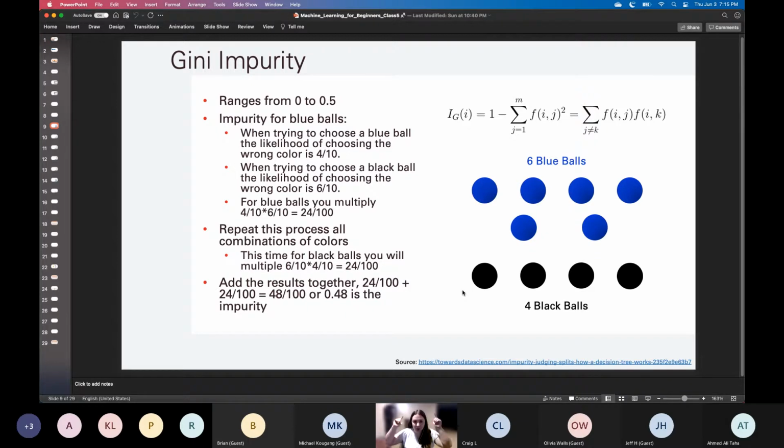Now we put on our black ball cap and ask, what is the chance, if I'm looking for a black ball, that I will pick up a blue ball by accident? Since there are 4 black balls, there's a 6 out of 10 chance that I will get that wrong. Simply, Gini impurity is multiplying those two numbers. So it would be 4/10 times 6/10, and our Gini impurity would be 24/100.